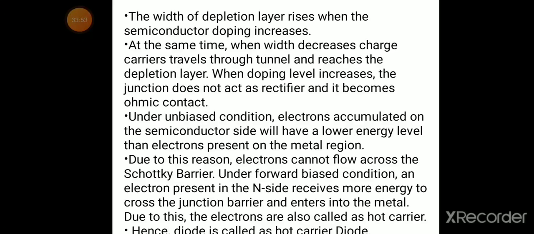Under the unbiased condition, electrons accumulated on the semiconductor side have a lower energy level than electrons present in the metal region. Due to this, electrons cannot flow across the Schottky barrier without forward bias. An electron on the N side receives more energy to cross the junction barrier and enters into the metal. Due to this, the electrons are called hot carriers. Hence, the diode is also called a hot carrier diode.